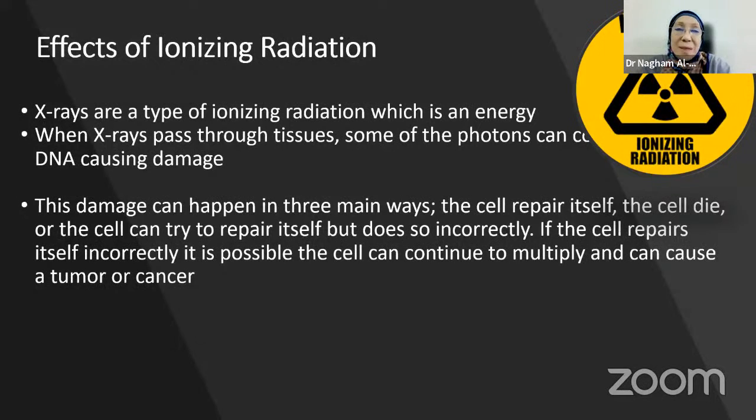Now, what will happen after the damage? We have three possibilities. Either there will be cell repair, or the cell will die, or the cell will correct itself incorrectly, so that there will be unhindered multiplication, and this gives rise to cancer or tumor. So only when the cell, after being hit by this photon loaded with this energy, gets incorrect repair, here we have a possibility of multiplication and cancer development.